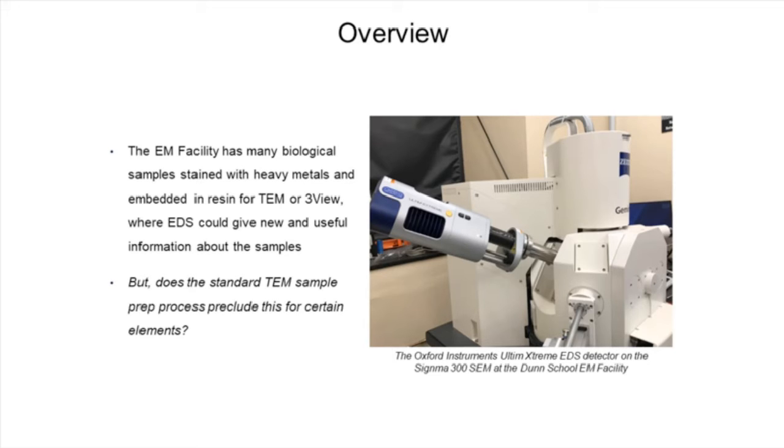Some of these resin embedded samples have been specifically prepared for EDS, while others are archive samples from completed TEM or 3-view projects where performing EDS could give new and useful information about them. X-ray microanalysis is most commonly used with unstained samples, so we wanted to see what sort of elemental data we could obtain from some of our heavy metal stained samples and compare these to other types of preps.